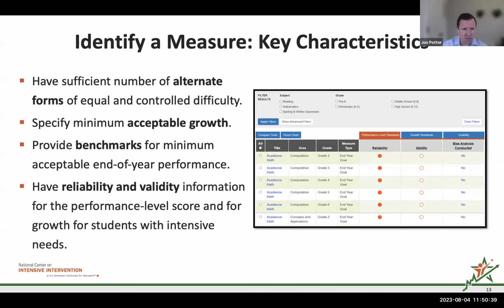And then they should be reliable and valid measures. So they should have some level of information that shows that they're reliable and valid. Both that the benchmark is predictive of future performance, and that when students grow on it, that means something, right? Then students are getting better at a skill. That means that they're on track for success. We don't want to measure where students are growing, but they're actually not on track for success because the measurement isn't meaningful. And so most of your progress monitoring measures should have some level of reliability and validity for those scores, and most do. So if you look at the tools chart, you'll see that most have set those.